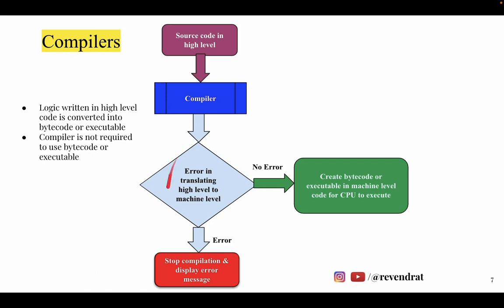In that process, if there are any errors encountered, then the compiler stops the compilation and displays an error to the developer. In case there are no errors, then the compiler will generate the bytecode, and this bytecode or executable will be available for the CPU to execute. I'm emphasizing the fact that the logic written is converted into bytecode. You no longer have to use the compiler on your executable part. You just have to use the bytecode.